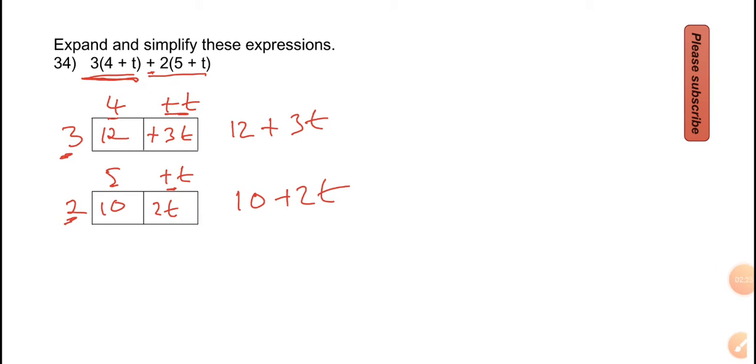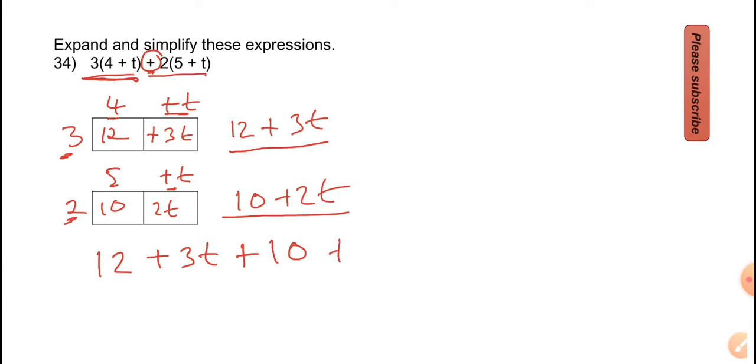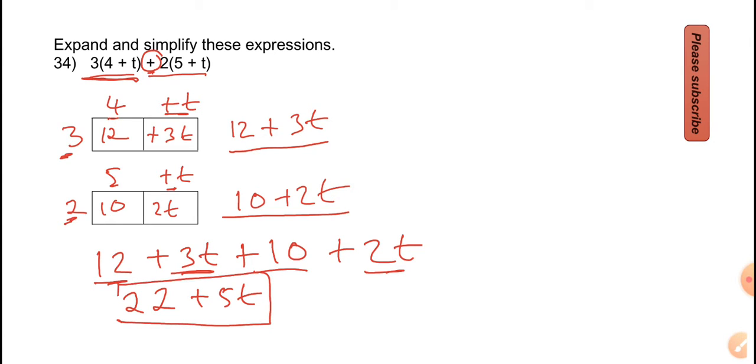So this question has been made quite easy because everything's plus. It's all pluses everywhere. There's no negative numbers here. So we've got 12 plus 3t, and then remember it's a plus sign here, so it's plus this, which is 10 plus 2t. So 12 add 10 is 22, and 3t add 2t is 5t, so it's plus 5t. So that's the final answer to this question.